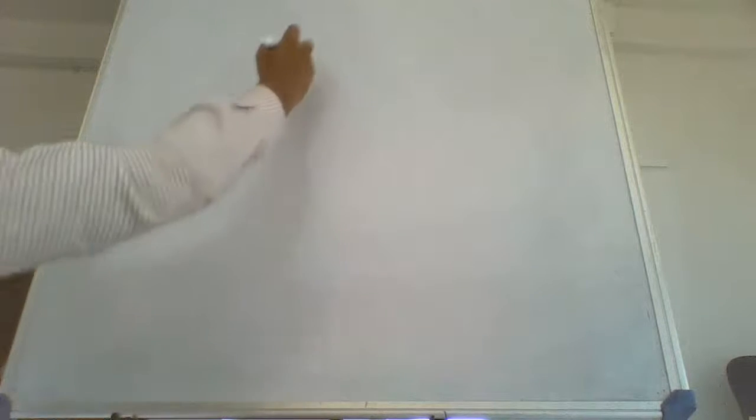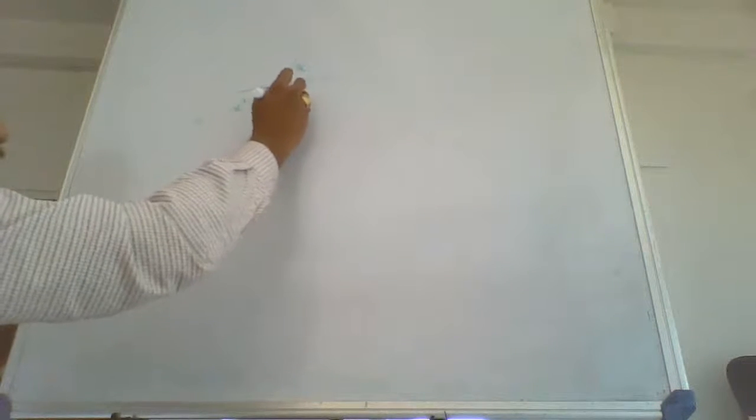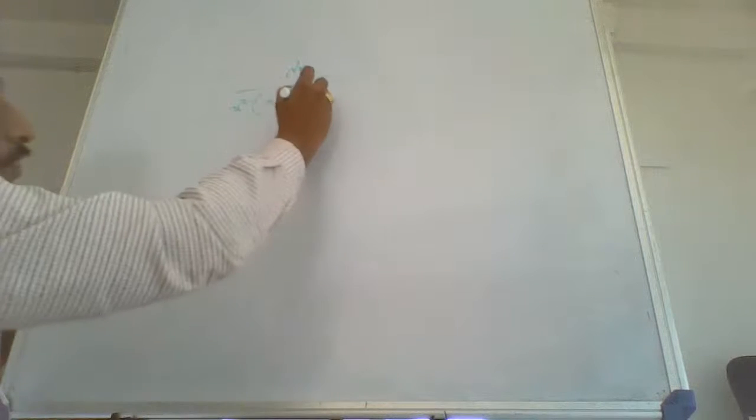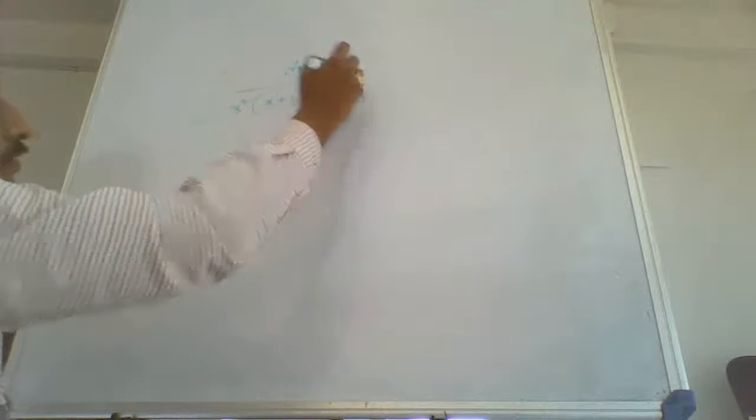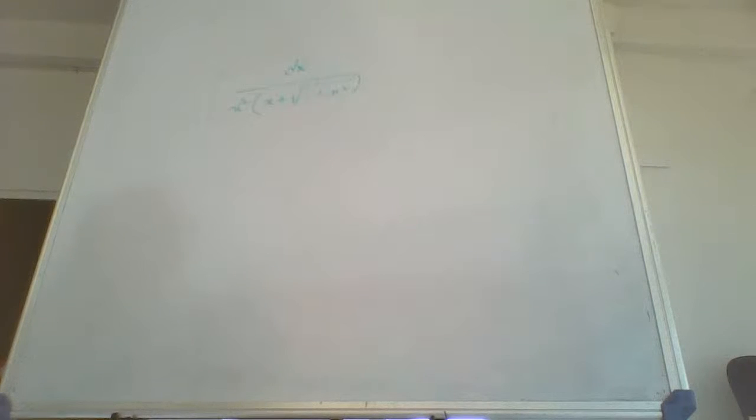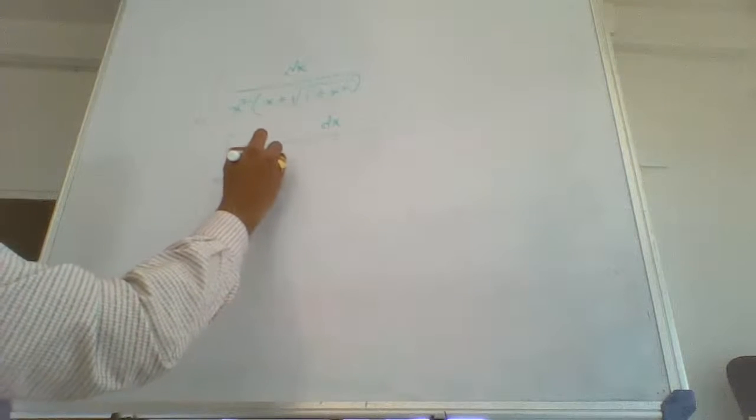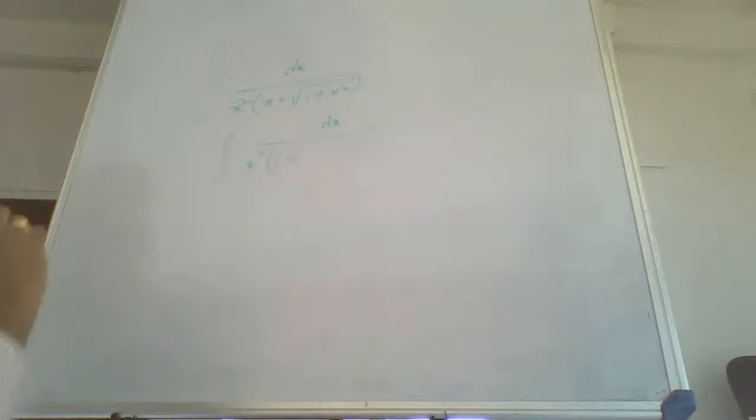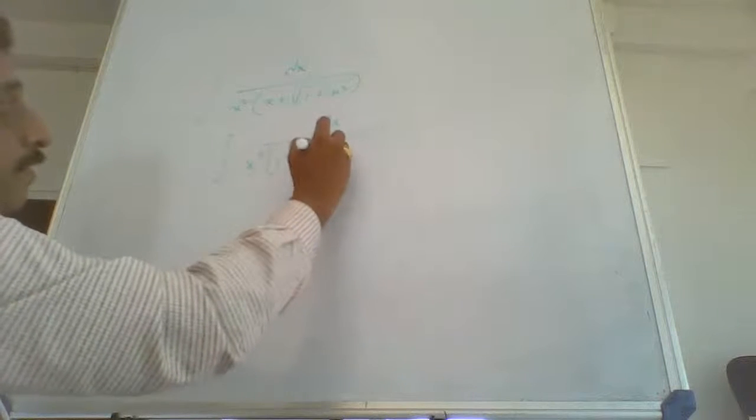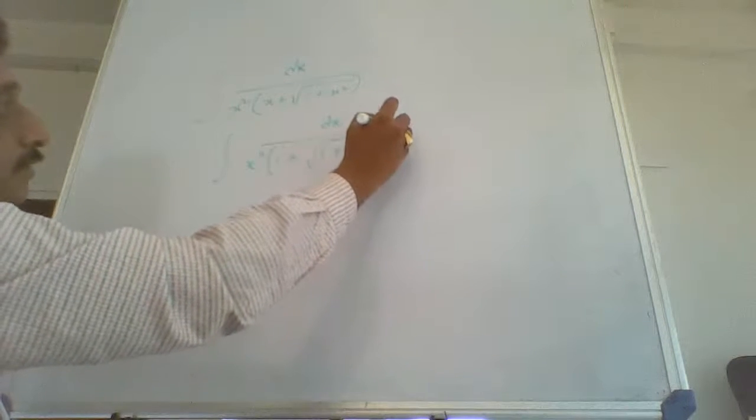Now the integration of dx divided by x square into (x plus square root of 1 plus x square). Let us try to solve this now. If I remove x outside completely, I'll get dx divided by x cube into (1 plus square root of 1 plus 1 by x square).